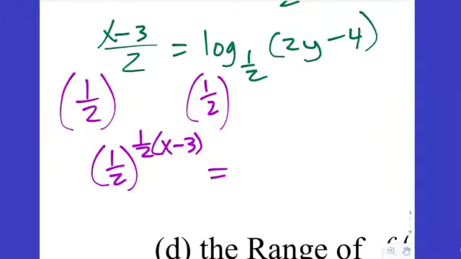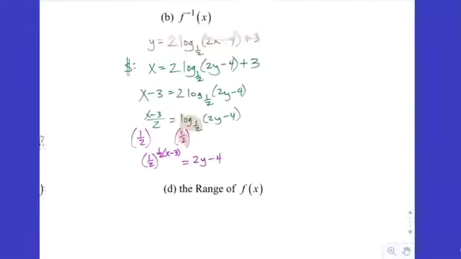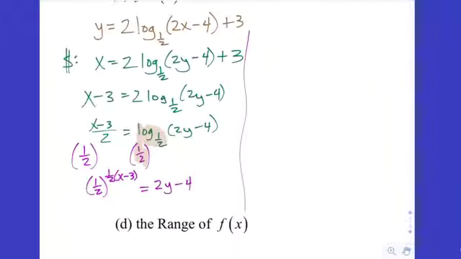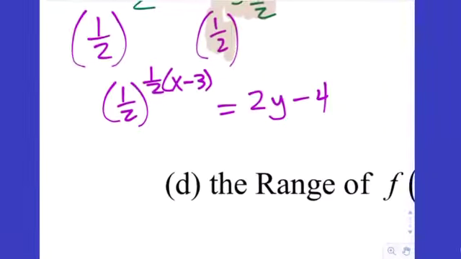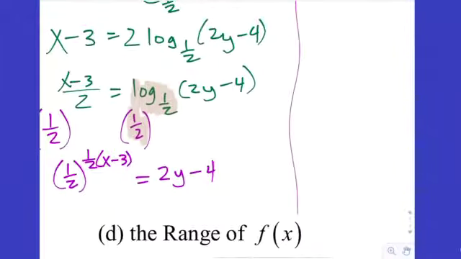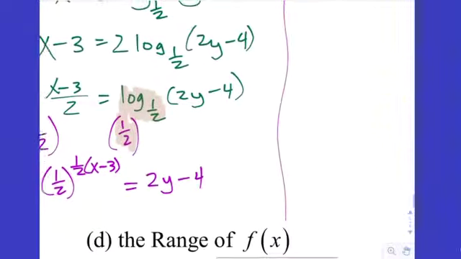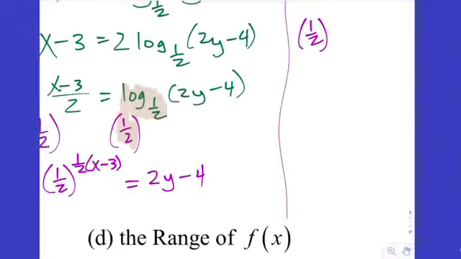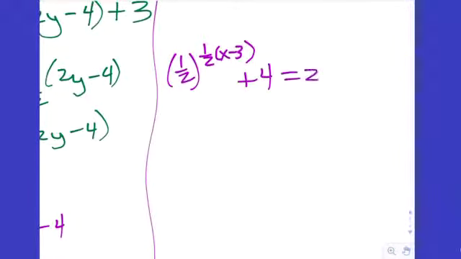And the right side, good things will happen. 1/2 raised to the log base 1/2 of something is just that something. So you get 2y minus 4. All right, now you got to solve for y, so what do we do again? We got two terms now. We got to get the term with the variable isolated, so the inverse of subtracting 4 is adding 4. So I'll make a new column over here. We'll have 1/2 to the 1/2 x minus 3rd power plus 4, and that should equal 2y.